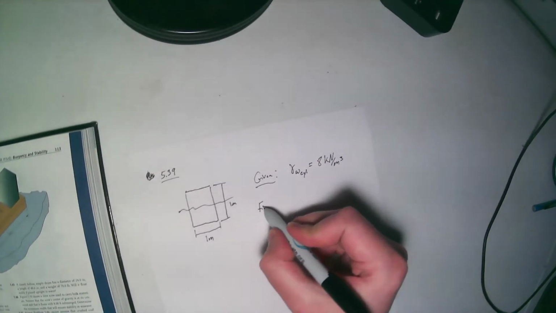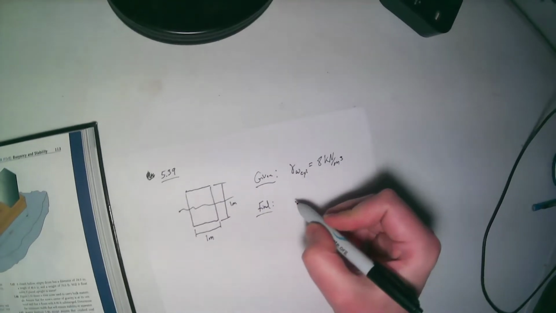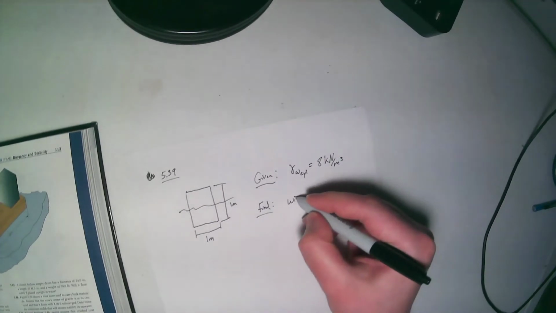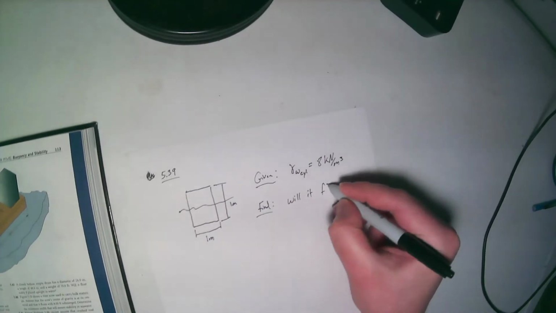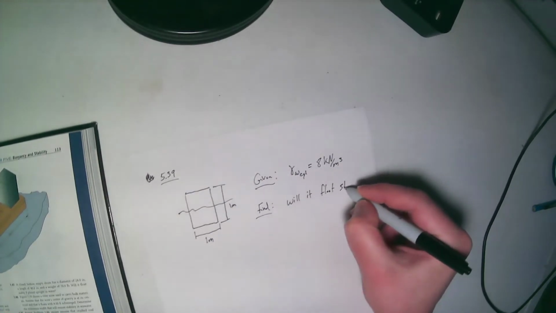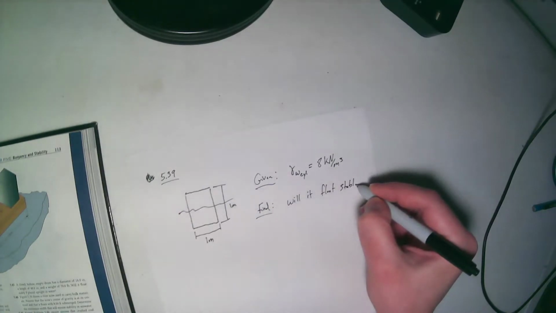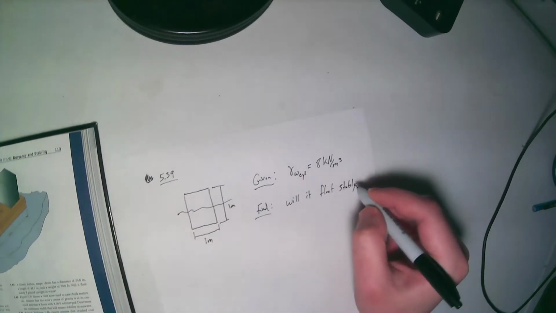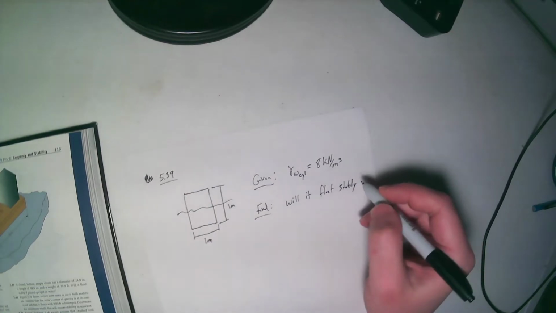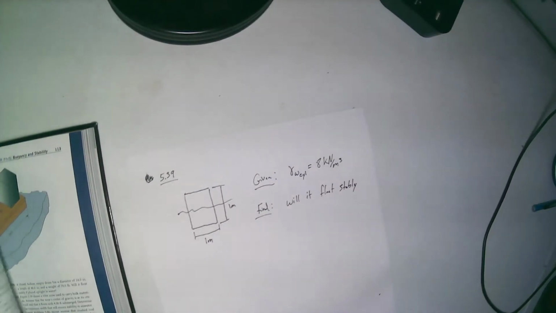So we want to find: will it float stably? I don't know if that's necessarily a word, stably.